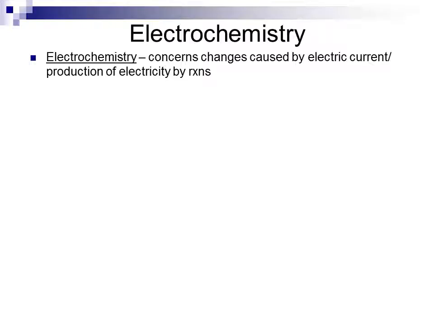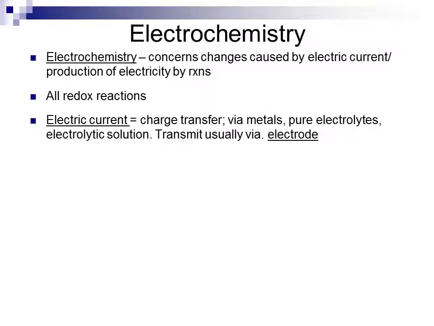Electrochemistry is that chemistry which deals with changes that are caused by electrical current, or it deals with the production of electricity by reactions. All electrochemistry occurs through redox reactions, where we have oxidation and reduction processes. Electrical current is charge transfer. Electrical current can be transferred either through metals, through pure electrolytes, or through electrolytic solutions. Electrolytic solutions will be a dissolution of an electrolyte in solution.